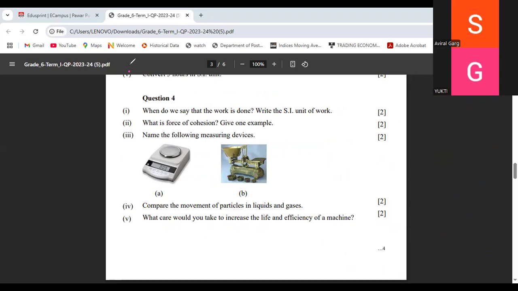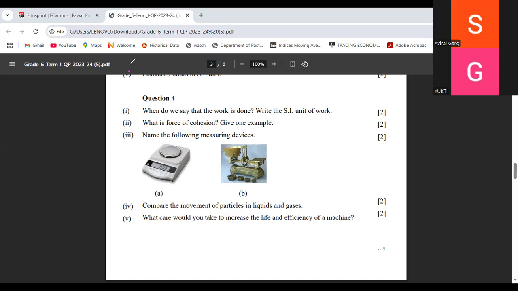Name the following measuring devices. Kindly write it on the screen. Quick. Why do I feel like the people in our class have not revised this topic, taking so much time for such questions.